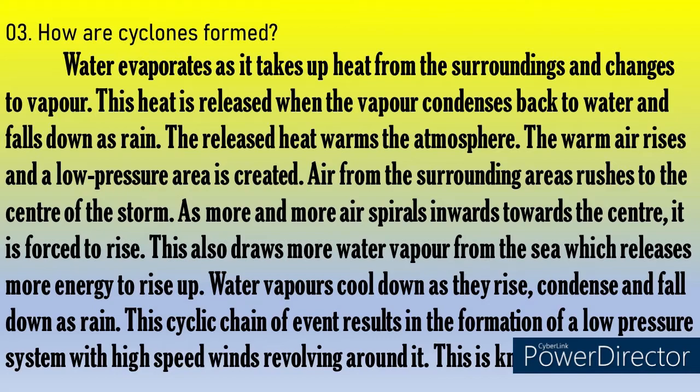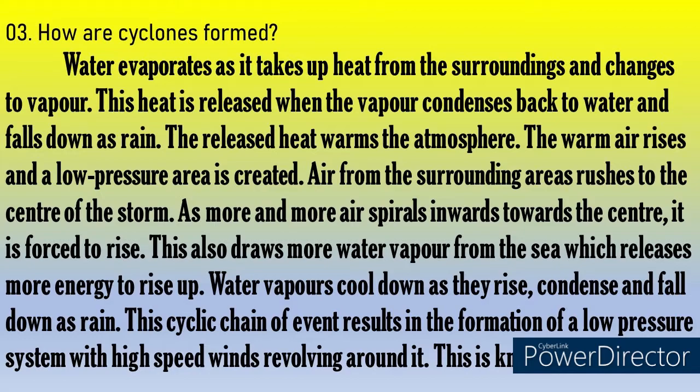So how are cyclones formed? First point, water evaporates as it takes up heat from the surroundings and changes to vapor. That is, we are talking about a water body. It may be a river or pond or sea, especially sea. Because of the heat, water starts to become vapor. This is known as evaporation. The heat is released when the vapor condenses back to water and falls down as rain. That is, water evaporates and moves upwards, and at a particular point it forms clouds. So this is the first point.